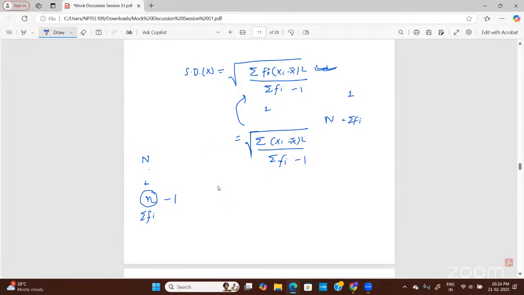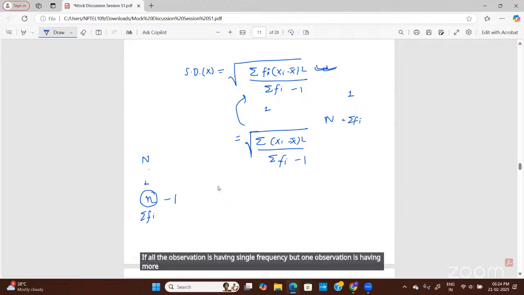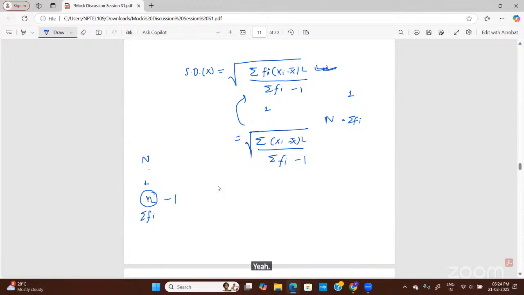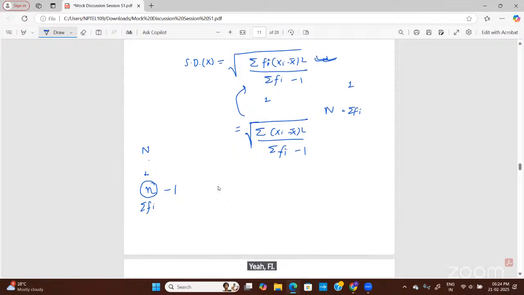Ma'am, if all the observations have a single frequency, but one observation has more than a single frequency, we'll use this formula of sigma fi upon xi minus x bar. Yeah, sigma fi, it is not f1. Yeah, fi. Yeah, this one.